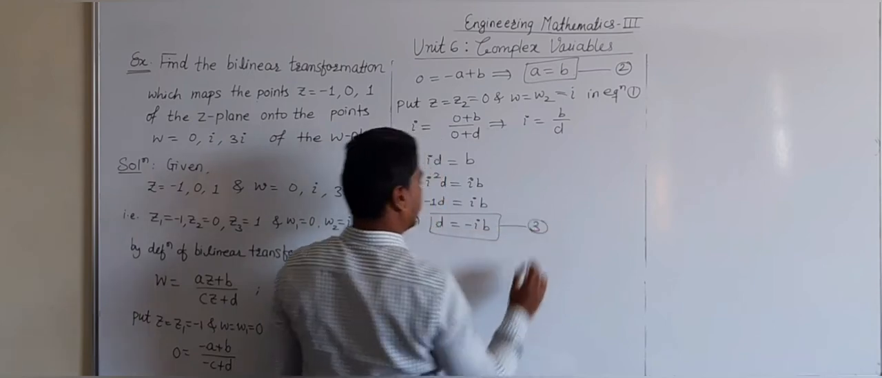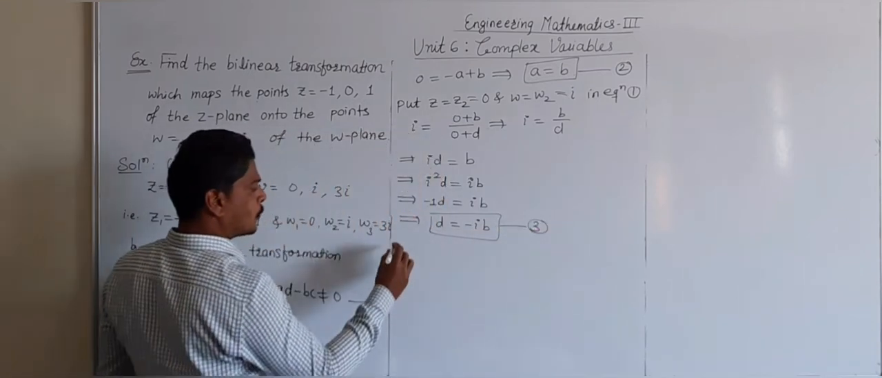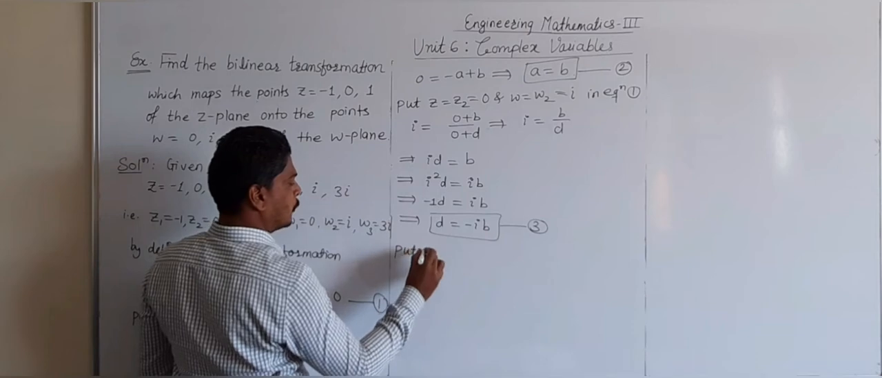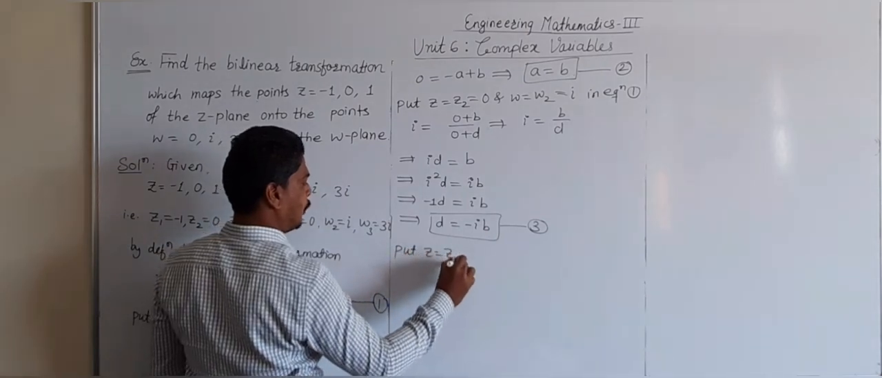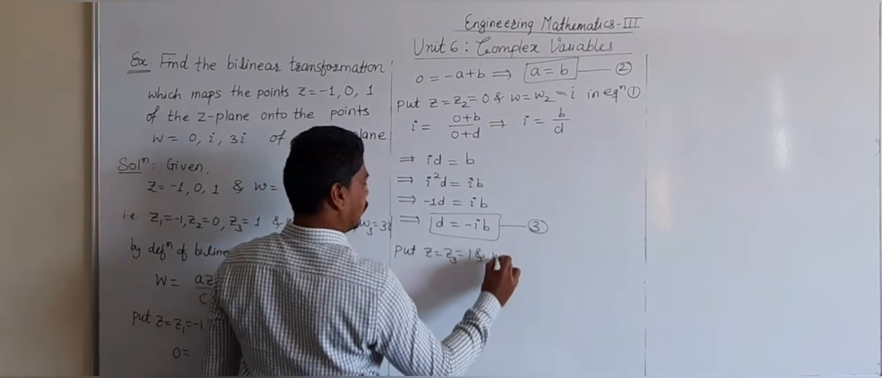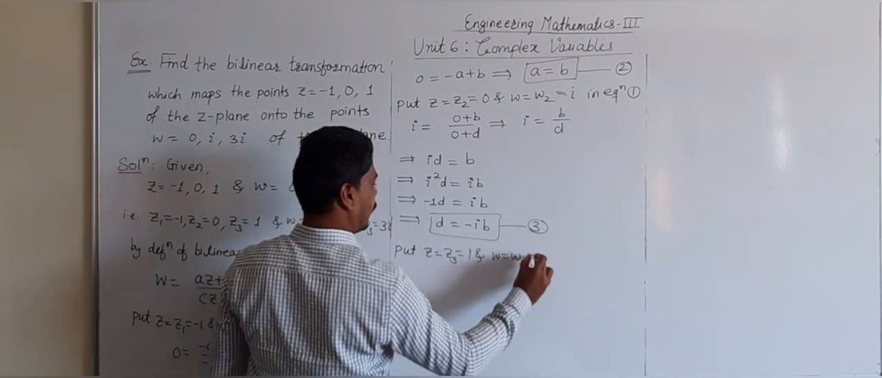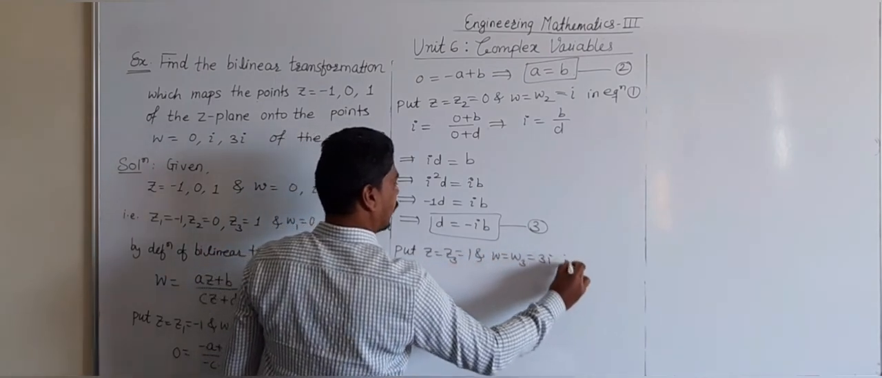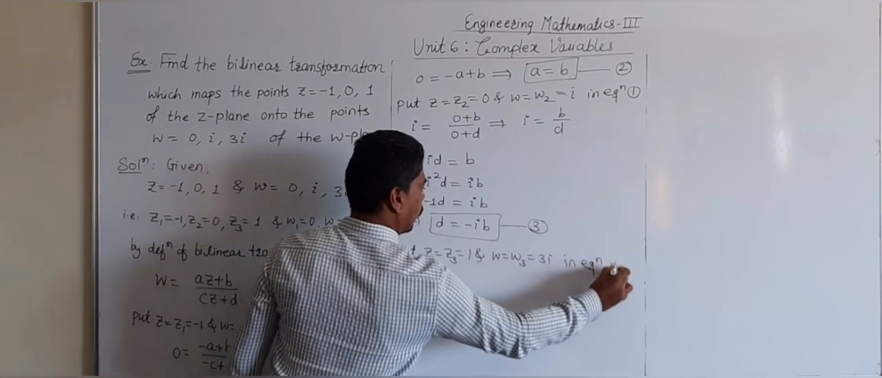3, right? Now put last point Z is equal to Z3 which is equal to 1 and W is equal to W3 is equal to 3I in equation 1.